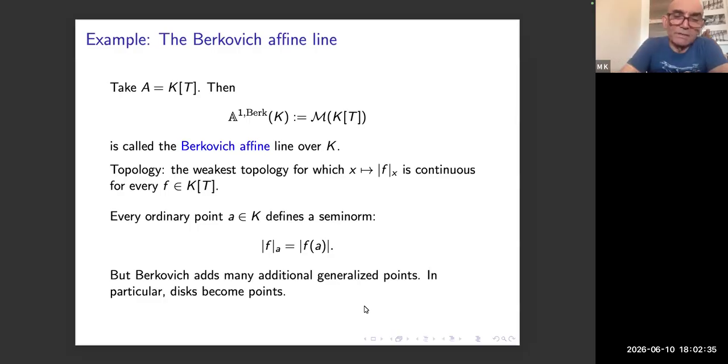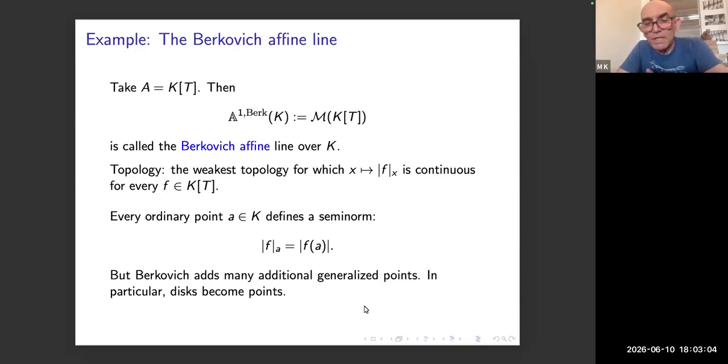So now, what are some examples here? Of course, every ordinary point a in K defines a seminorm by evaluation. You take the usual absolute value of f of a. So this gives you a multiplicative seminorm.